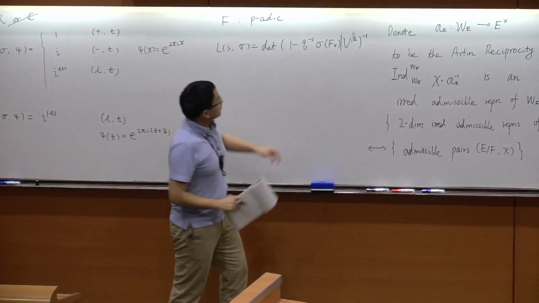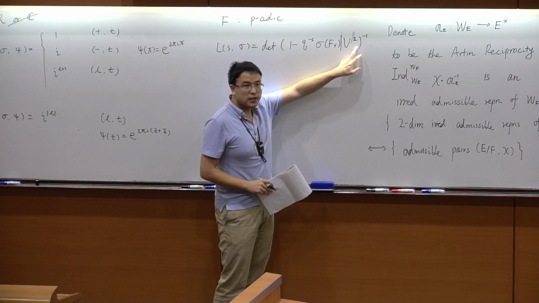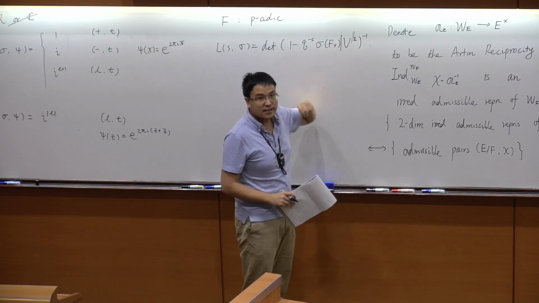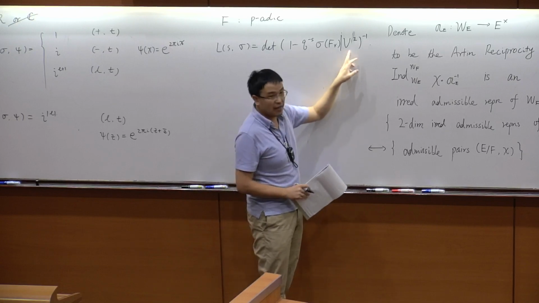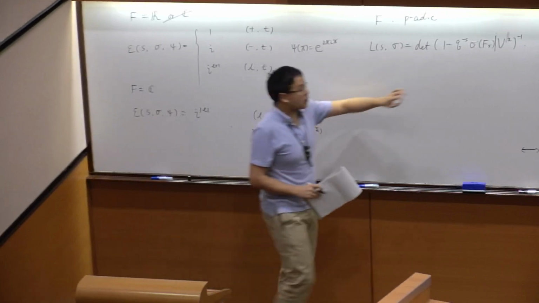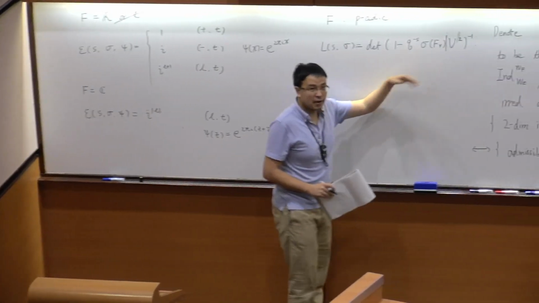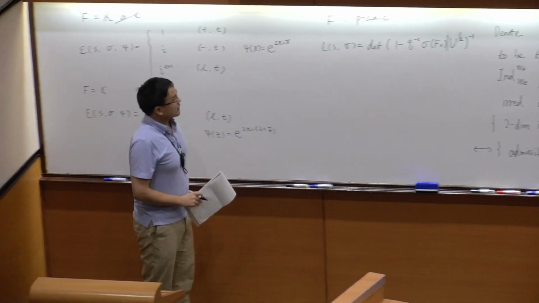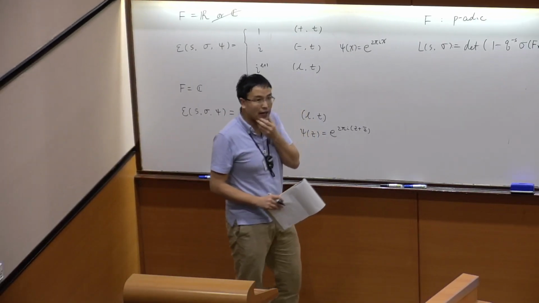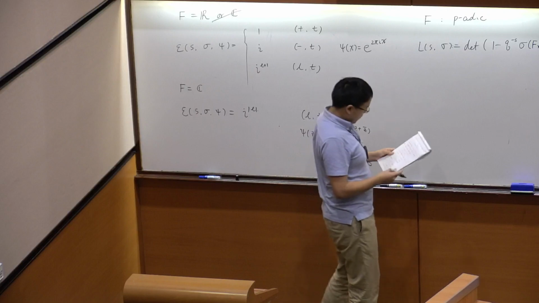Okay. So this I is also referring to the inertia group, and we don't have the SL2 part, so I don't have the subscript n here. And this is the image of the Frobenius inside of GL(V). This is the formula for the local L factor over the p-adic case. And let's see the epsilon factor.